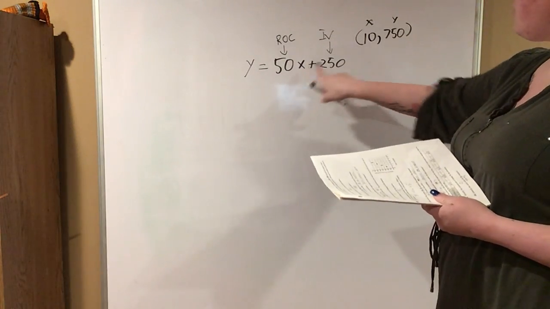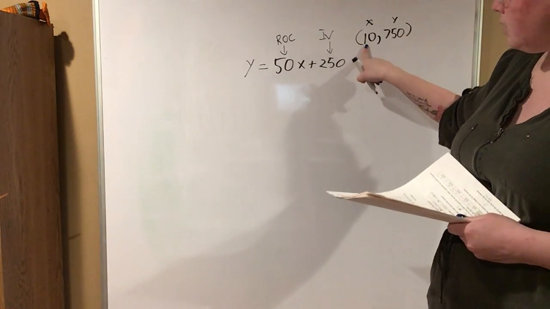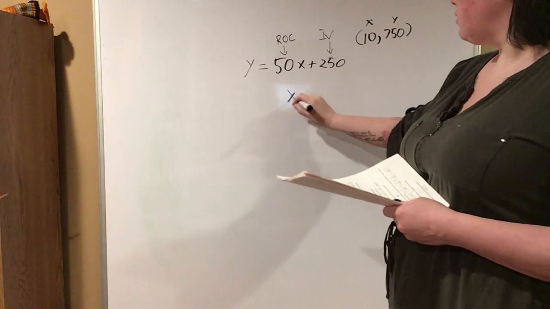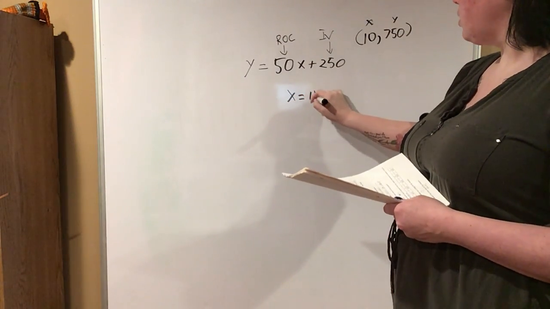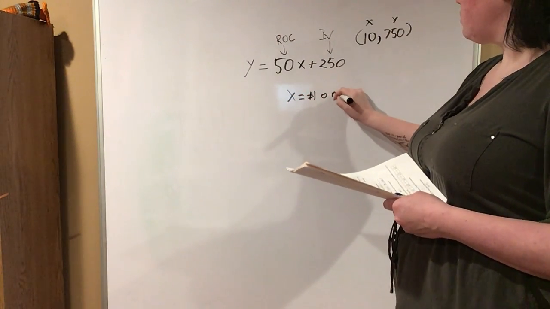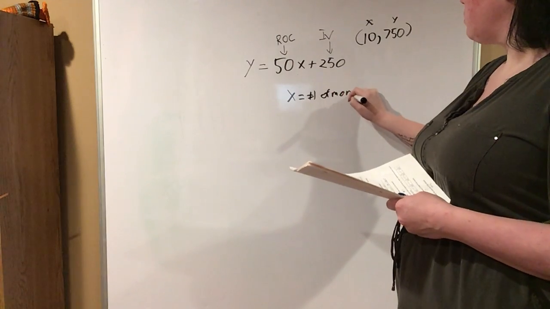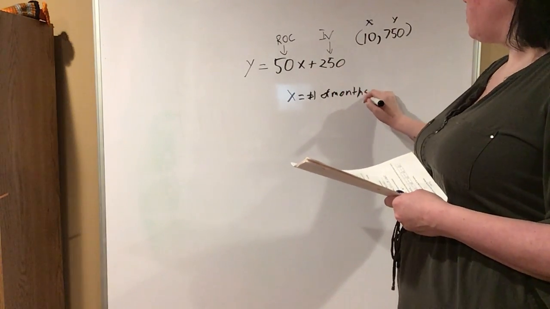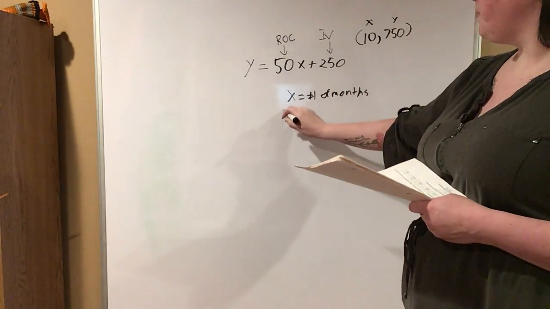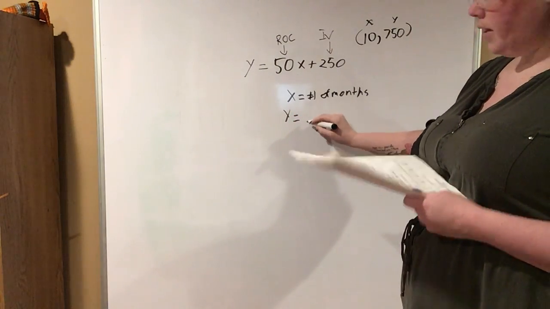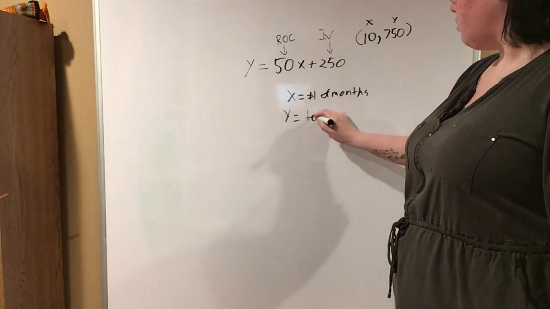So x is representing what? Well, x equals number of months. So what does y equal? Y equals the total amount in his bank account.